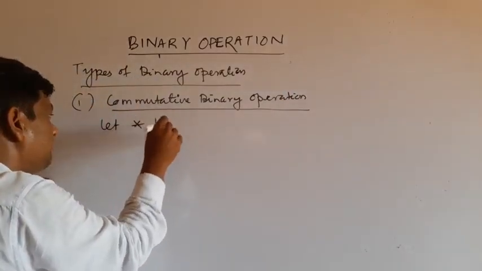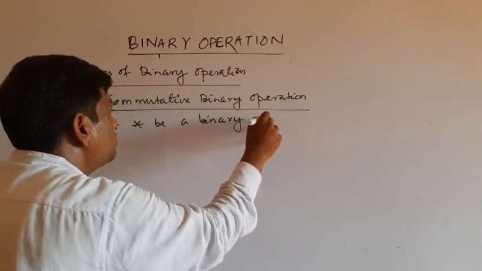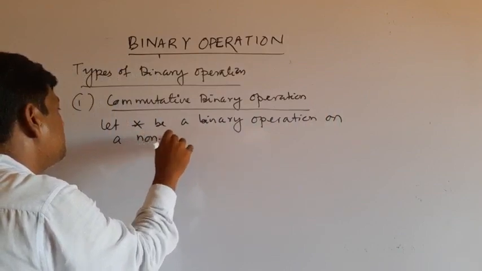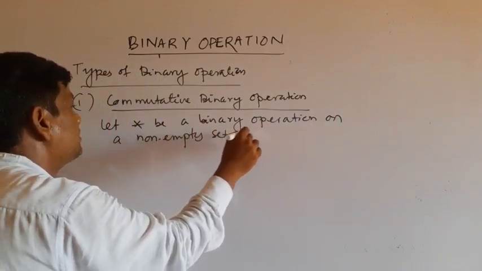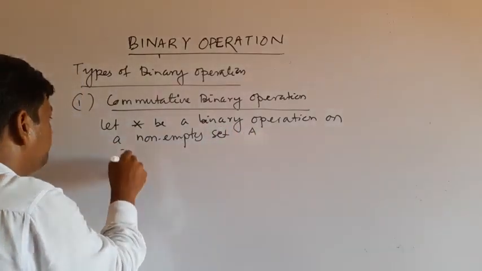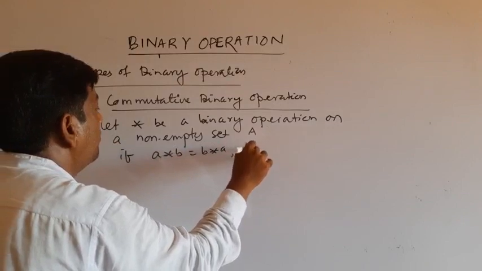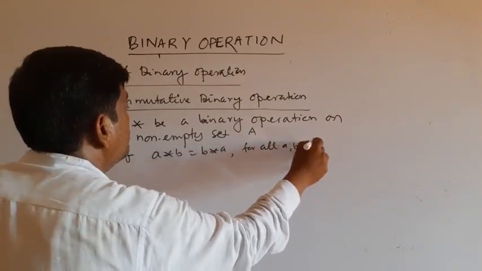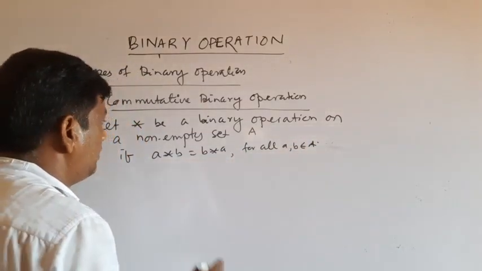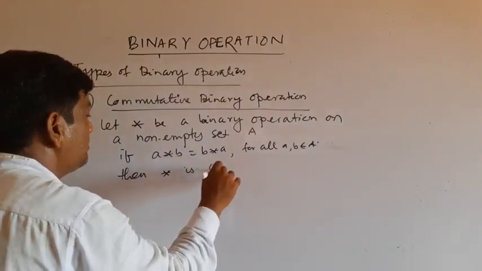Let star be a binary operation on a non-empty set capital A. If a star b is equal to b star a for all a, b belongs to A, then star is commutative.